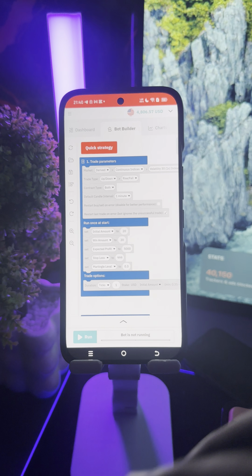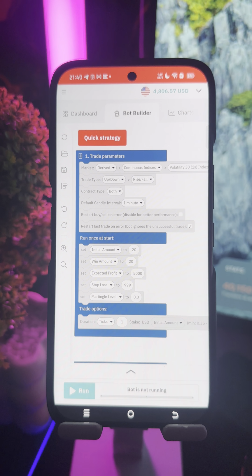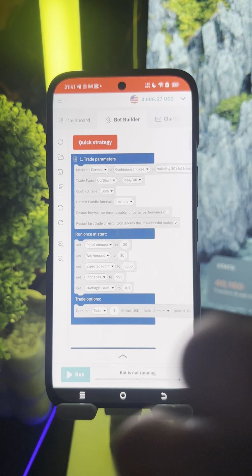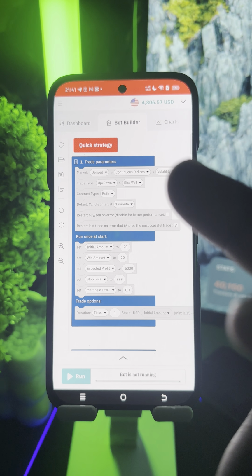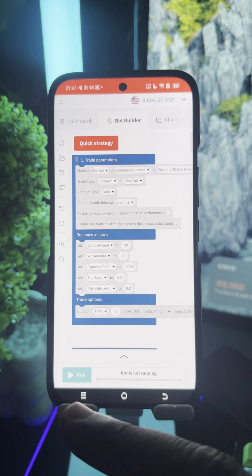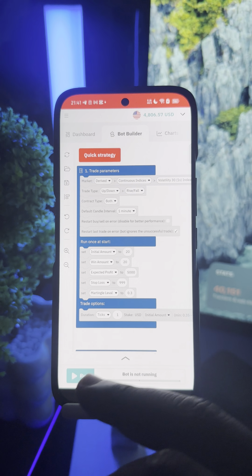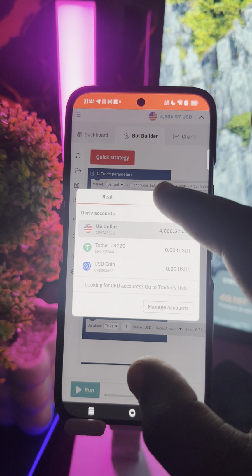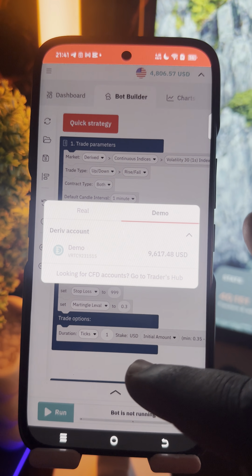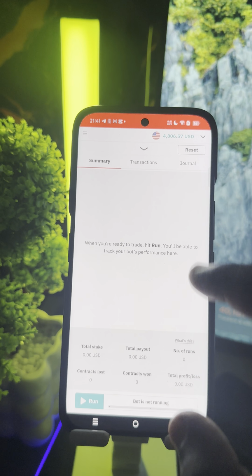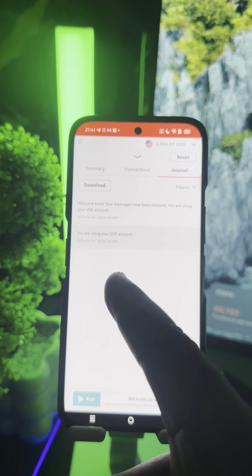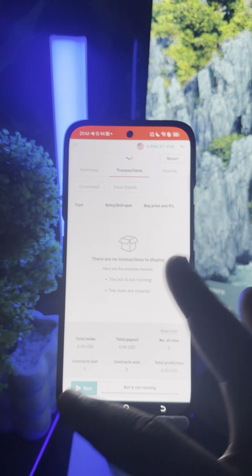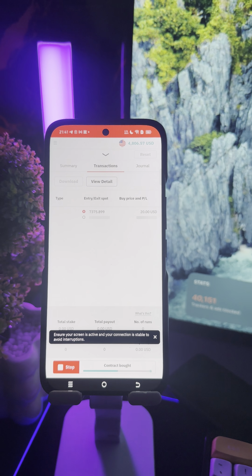Okay, so let's see if it's possible. I've already done the settings. Just make sure the contract type is at both, the stake $20 and the volatility 31s. With that confirmed, let's run our bot. Before I run the bot, let me show you, this is my USD account, different from my demo account. And you can see in the journal I'm using my USD account, so there are no edits here. This is real money.